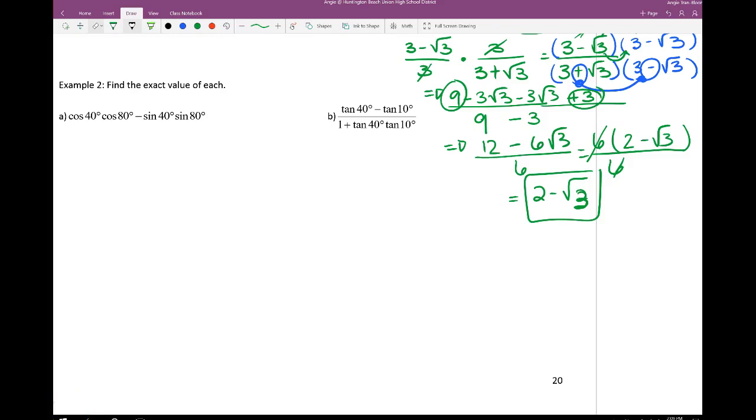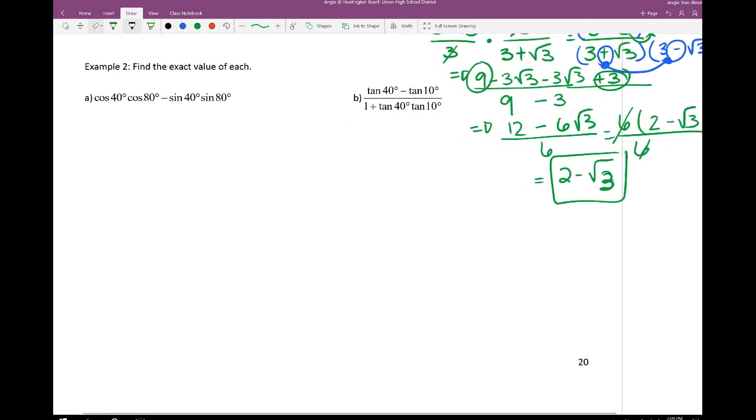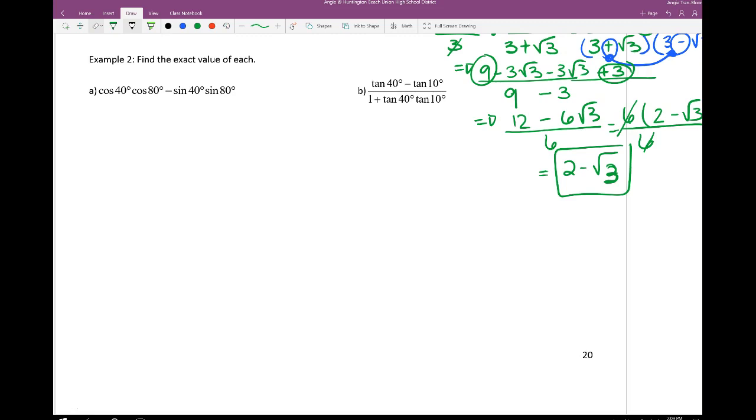Hey guys, this is example 2 in 7.5 notes. The direction says find the exact value of each. That means you may not use a calculator.